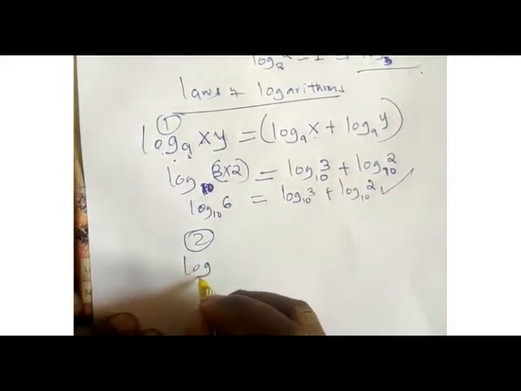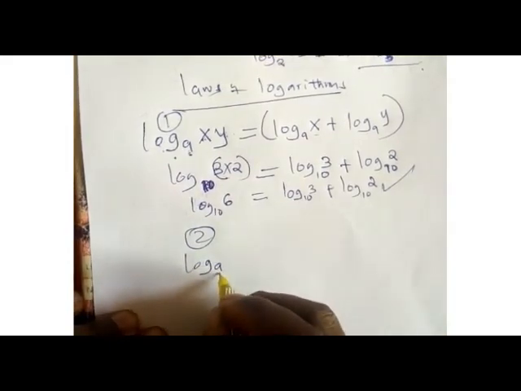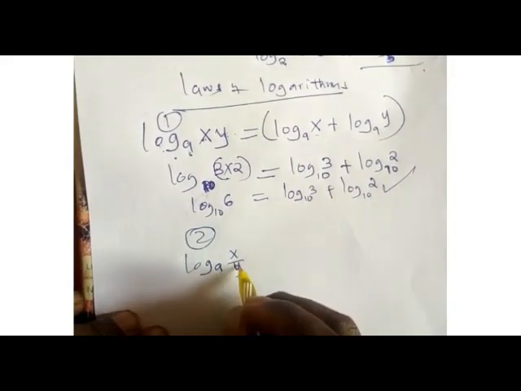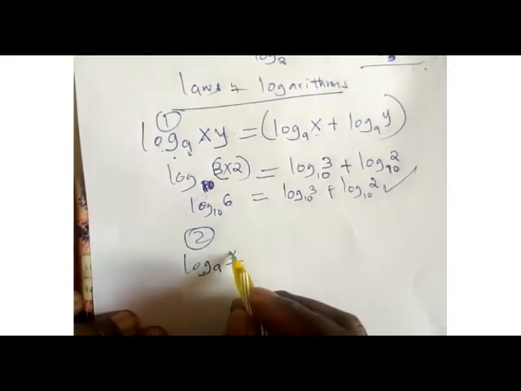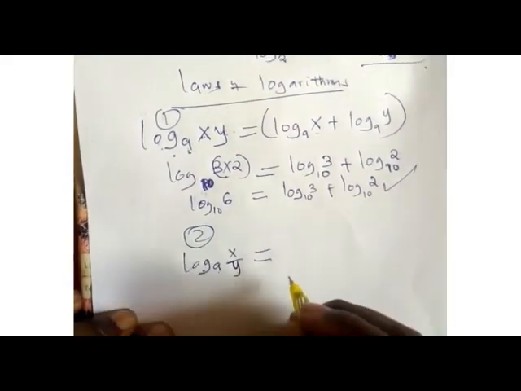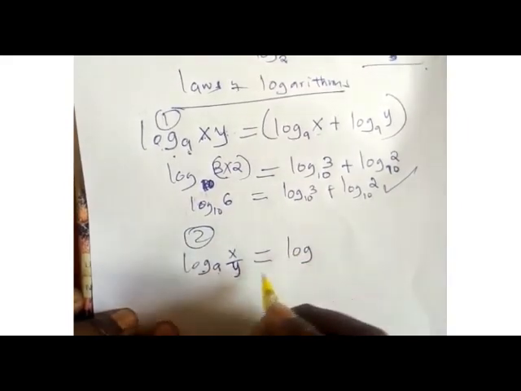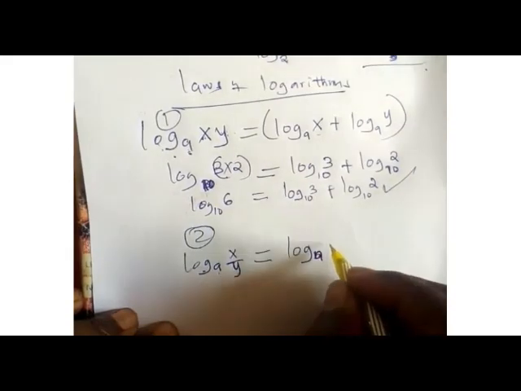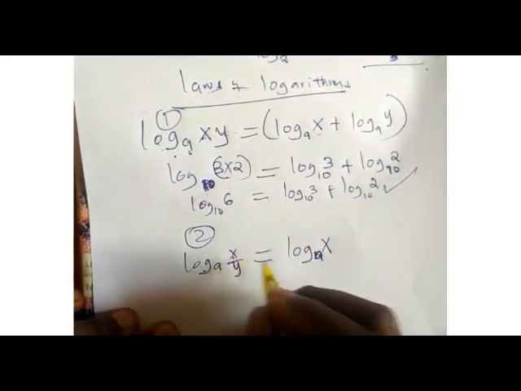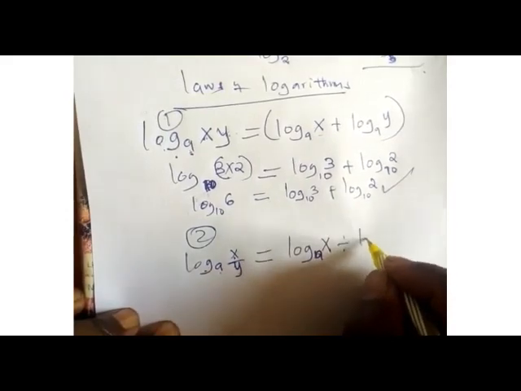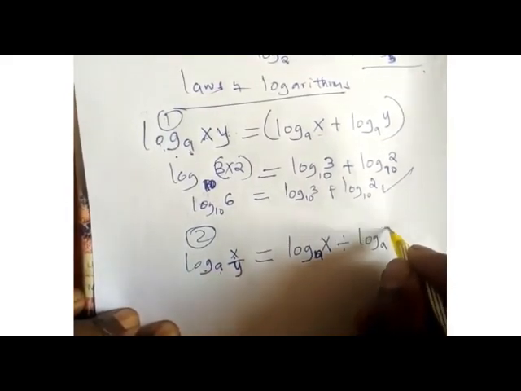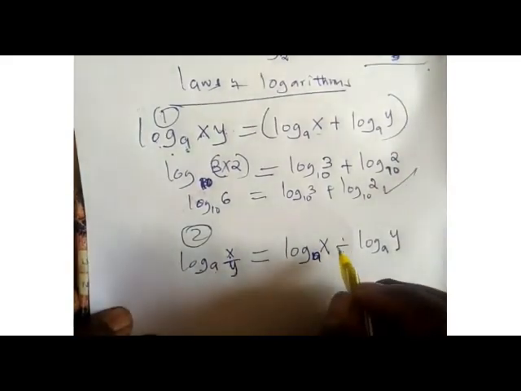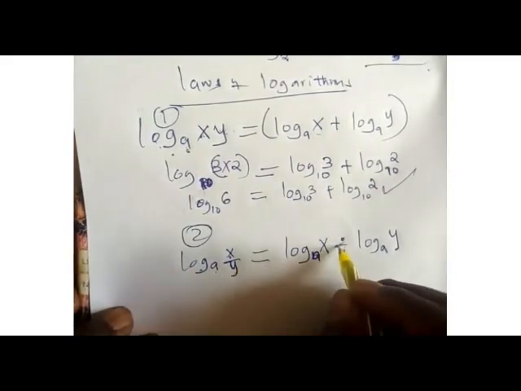Row number 2, the log base a of x divided by y. This is a fraction, so we have a log and then x divided by y. This is simply the same as the log base a of x, the numerator, minus log base a of y. Sorry, not divided by, but minus. This is a division, so we subtract.